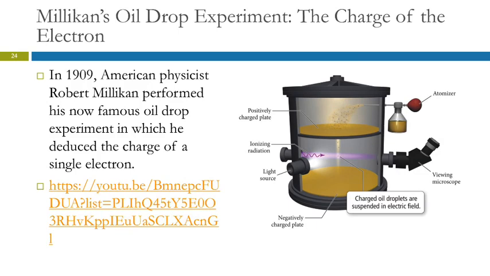Finally, we get to an American physicist, Robert Millikan, who did a famous experiment in 1909. Well, it's famous now. It's called his oil drop experiment. From this experiment, he was able to figure out the charge on a single electron.